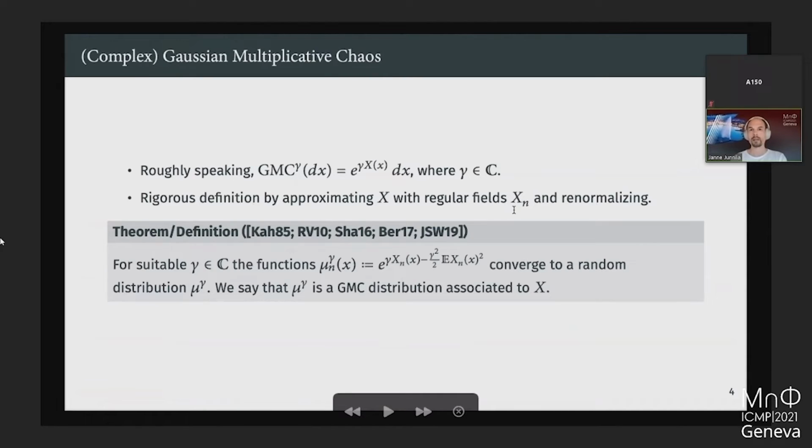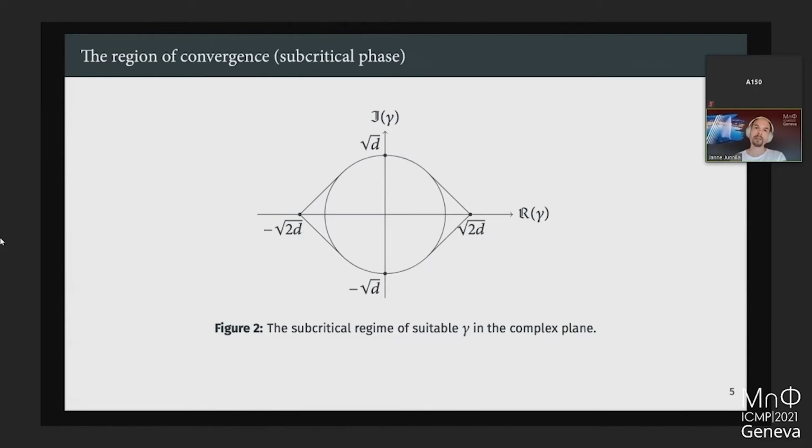And this is quite robust in terms of the way you approximate this field. So you can choose many different kinds of approximations and you will get the same result and so on. But that's not very relevant in this talk. So then we just call this limit the GMC distribution associated with the field X. So what are suitable gammas?